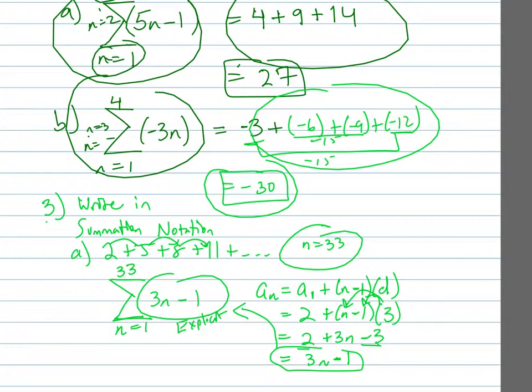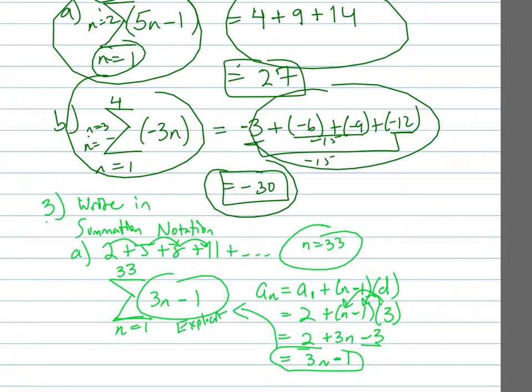Plug in the 4 here. What pops out? Negative 12. That's it. So negative 3 plus negative 6 plus negative 9 plus negative 12. Again, this is an arithmetic series. I could figure this out and see that the average is going to be negative 15, and that's negative 15 times 2, which gives me negative 30. All right, this is the same as this, which is the same as this.